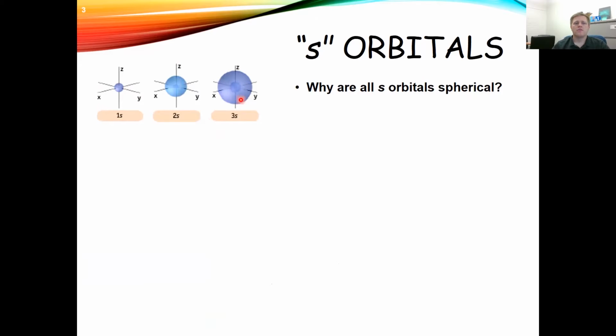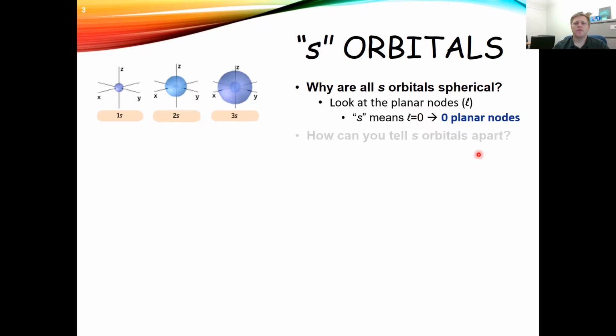And if you look closely at this 3s orbital, you'll notice it's got a big sphere and then a medium sphere inside. And then in the very center, if your eyes are really good, you can see there's actually a third sphere in there. For the 2s, you just have a medium sphere and a small sphere inside, and for the 1s orbital, you just have a relatively small sphere. So how many planar nodes are in an s orbital? Well, s means that we have an angular momentum of 0, so there are 0 planar nodes.